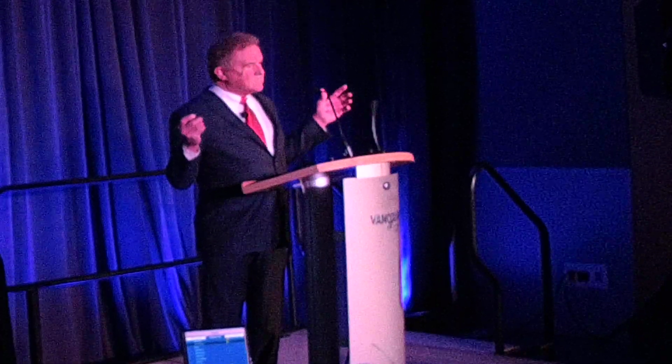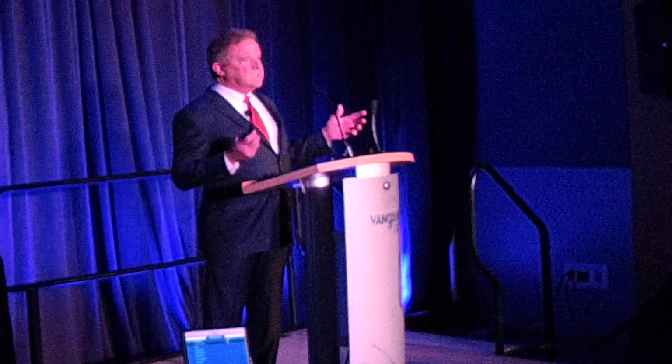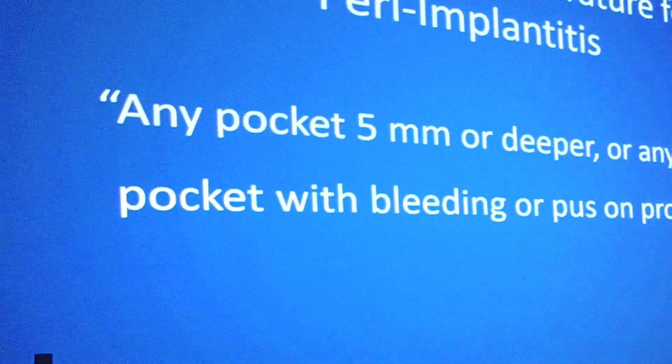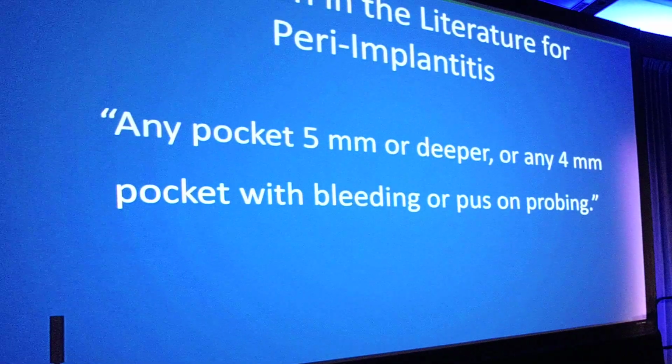So we began compiling data. The protocol for determining who I was going to treat, I just followed what the literature said. The literature defines peri-implantitis as any pocket that's 5 millimeters or deeper, whether it bleeds or not, and any pocket at 4 millimeters that bleeds or has pus. So those are the patients that we treated.